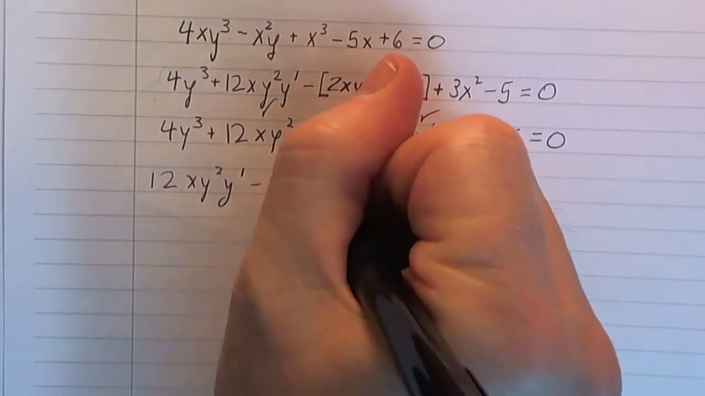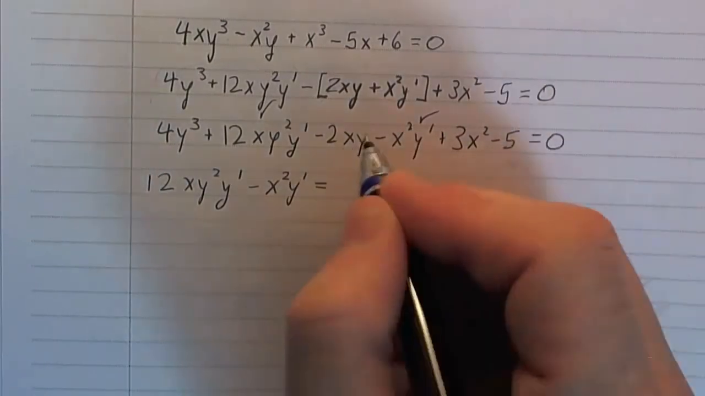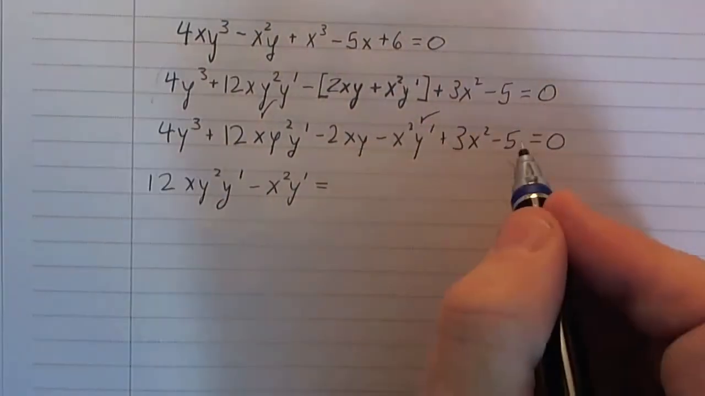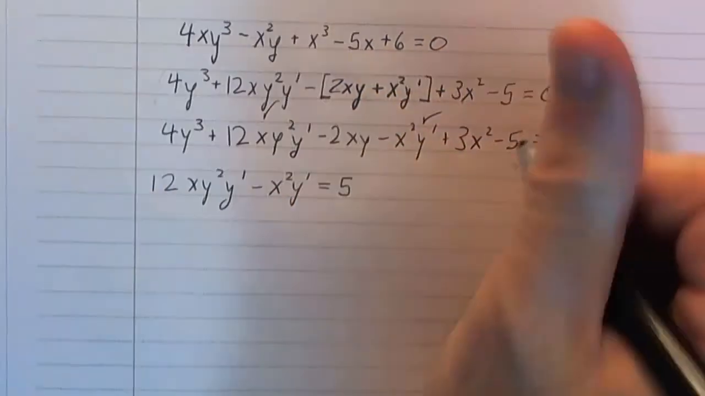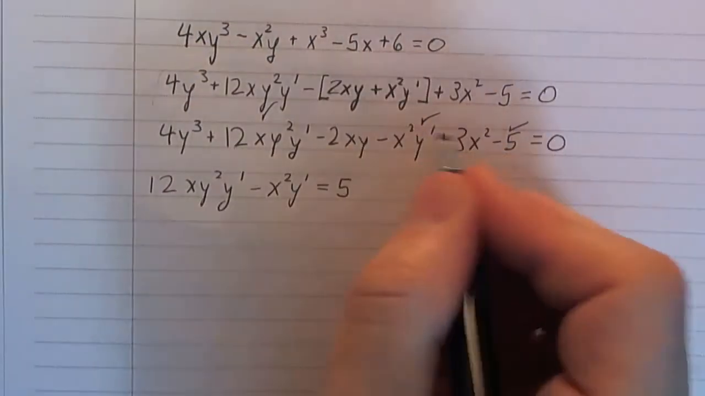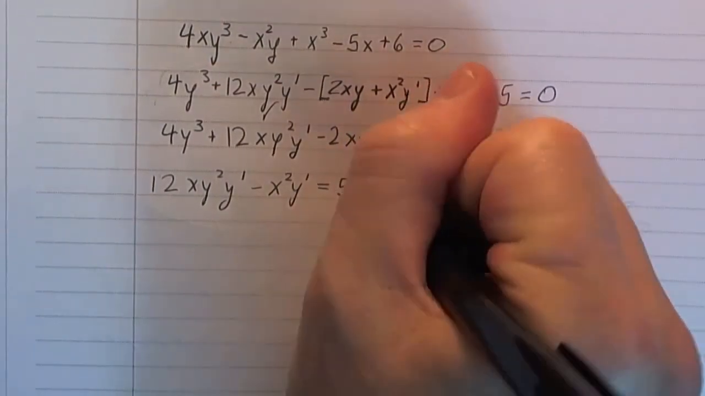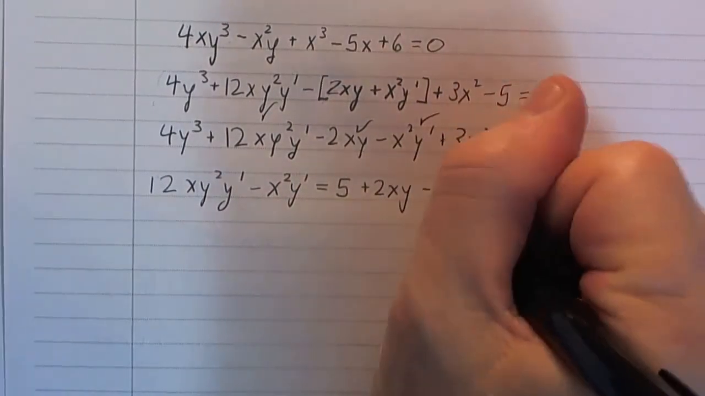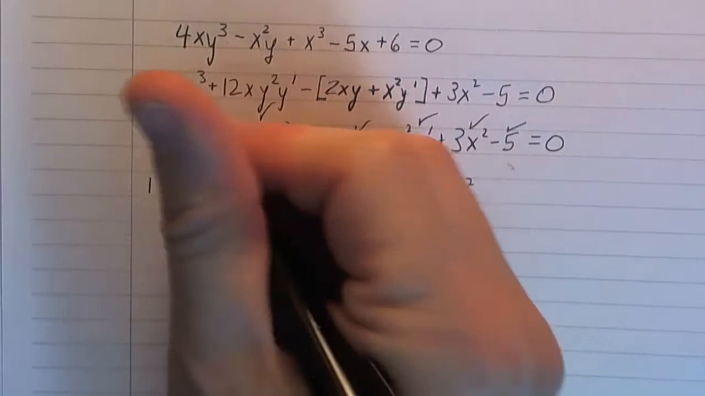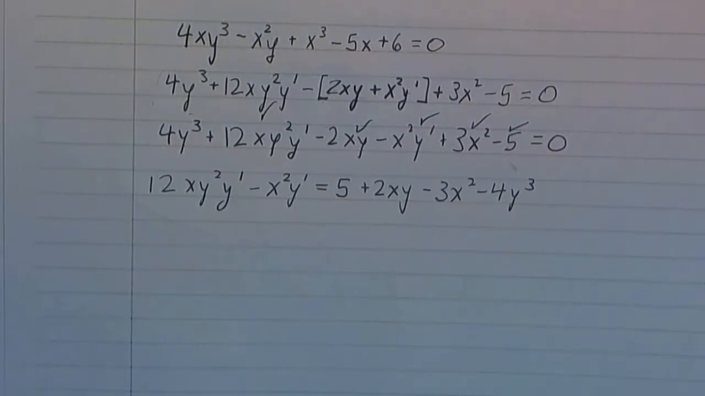And that's it. Now I'm going to move everything else to the other side. Okay, so here I go. I like a positive to be up front, so I'm going to move the 5 over first. 5, okay. And then I've got plus 2xy, minus 3x squared, minus 4y cubed. There. Okay, so I've moved all that over.